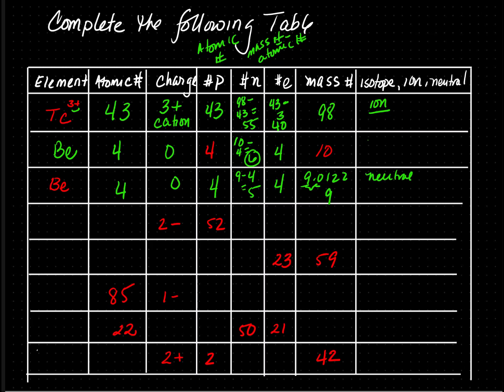So this is also a neutral atom because there's no charge. The top one is also a neutral atom because there's no charge. And these are isotopes of each other. How do we know this is an isotope?